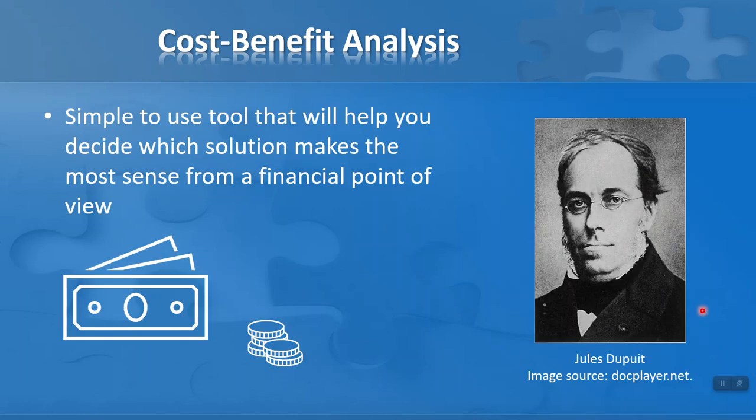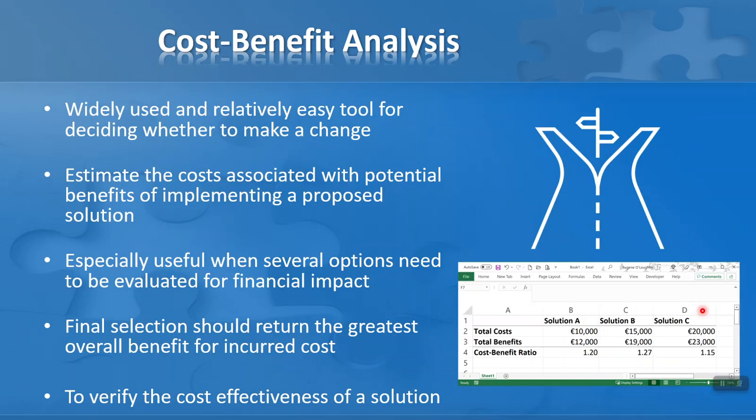So cost-benefit analysis is a relatively simple to use tool and will help us decide which of 2 or more solutions makes the most sense from purely a financial point of view. It is thought to have originated from Jules Dupuy, a Frenchman from the middle of the 19th century who was working on some public works in France, and he worked out some costs and benefits, and that's where we hope and think that it came from. So it is a relatively simple to use tool, so let's start to take a look.